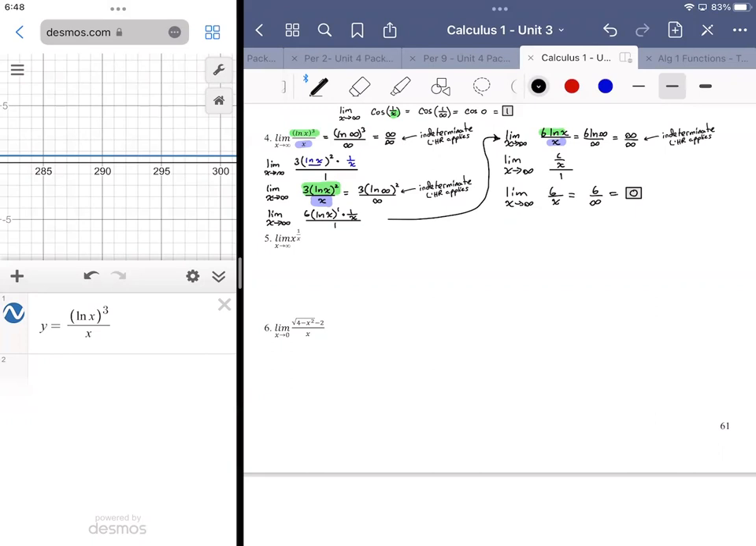So it took about 4 levels. It was the 4th level of L'Hopital's rule that got us, oh, 3rd level, sorry, that got us there, but we got it. You know, sometimes it's just a question of perseverance.